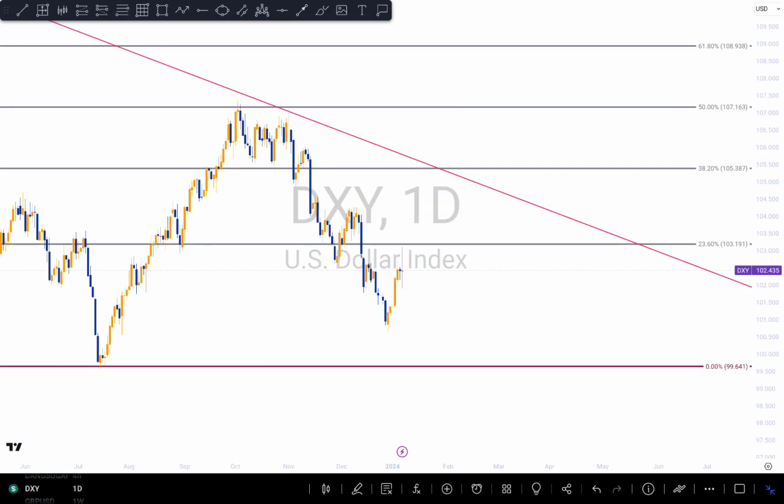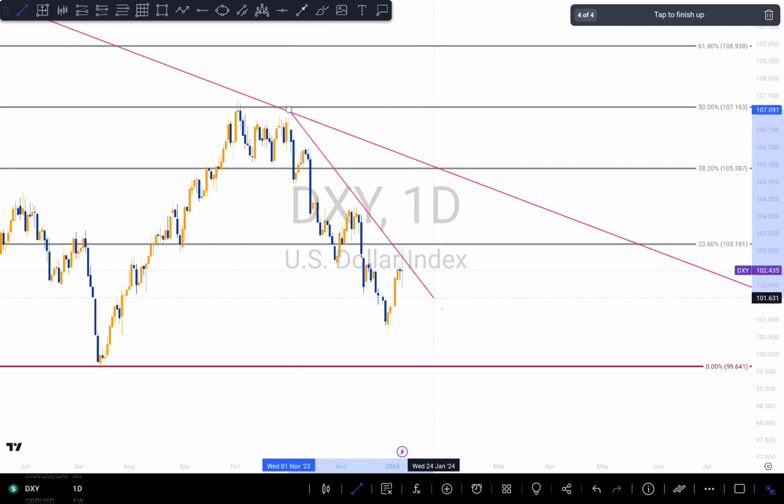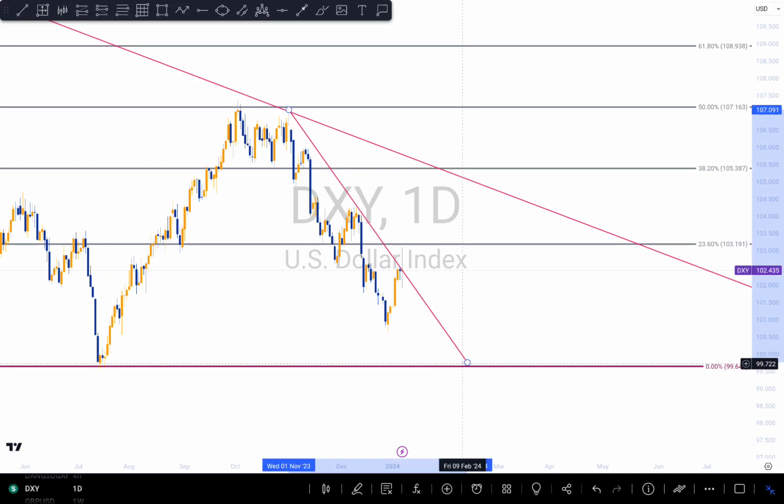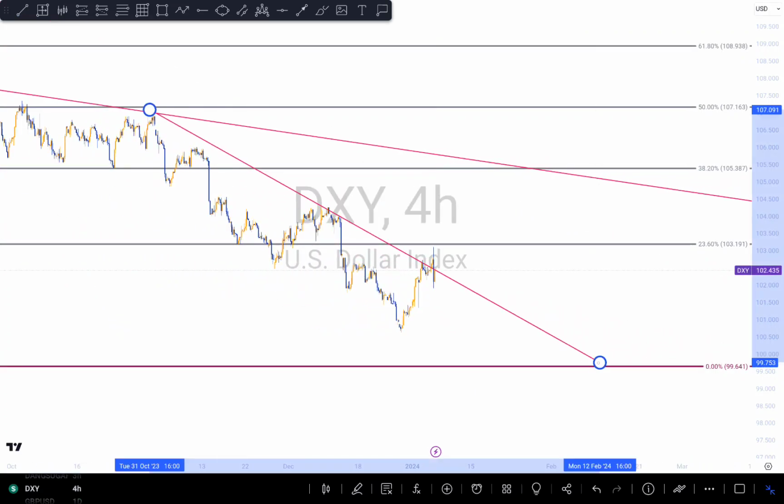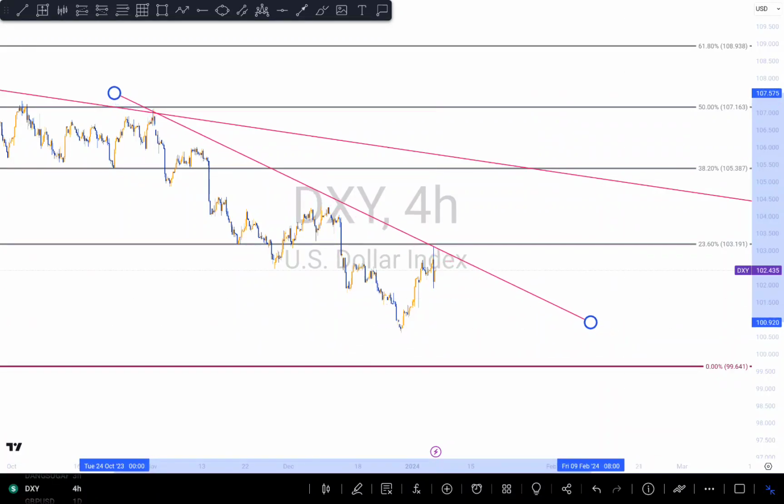I'm just going to draw, this is a daily time frame. I'm just going to draw another trend line currently, just for us to see. Let's go to my 4 hours time frame. You can adjust the trend line just to see.